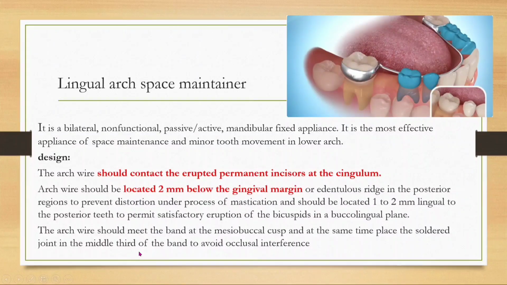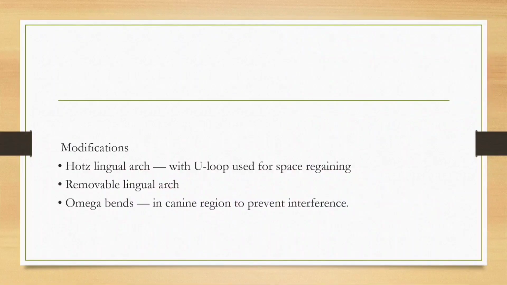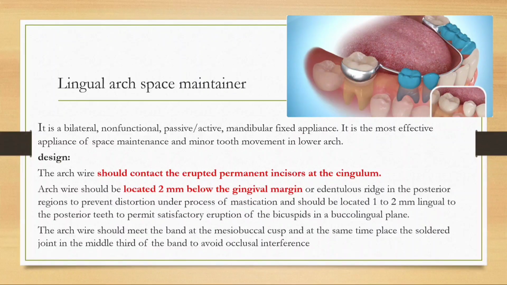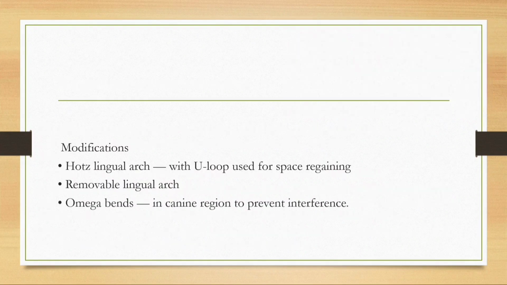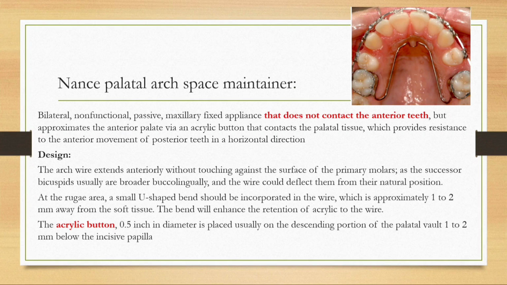So there are modifications for this lingual arch space maintainer, that is the Hodge lingual arch with a U-loop for space regaining, and removable omega bends in the canine region to prevent interference. And the one which is applied in the maxillary arch is a Nance palatal arch.